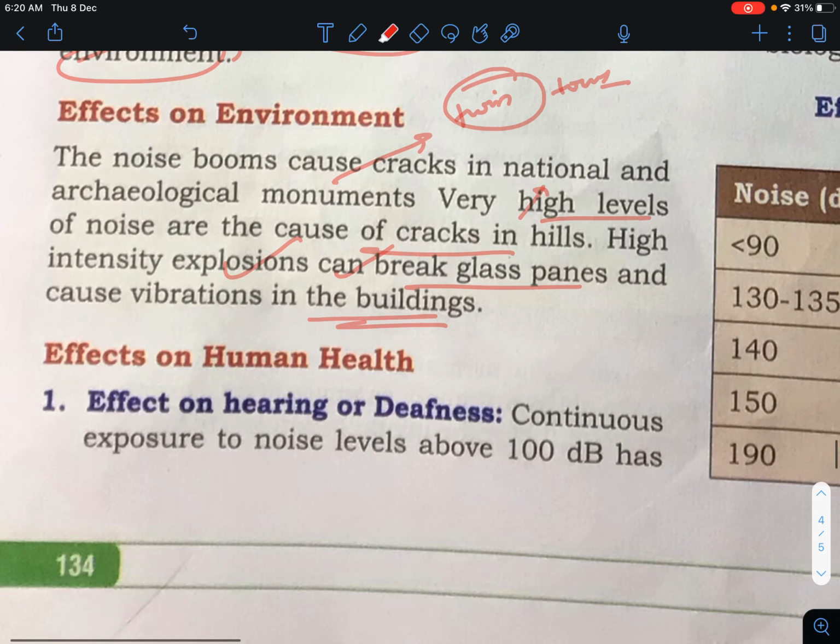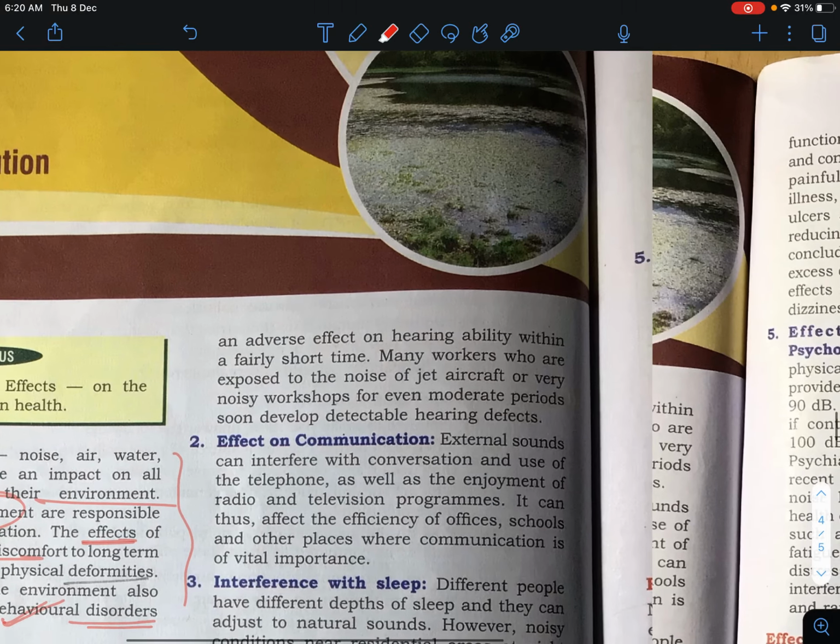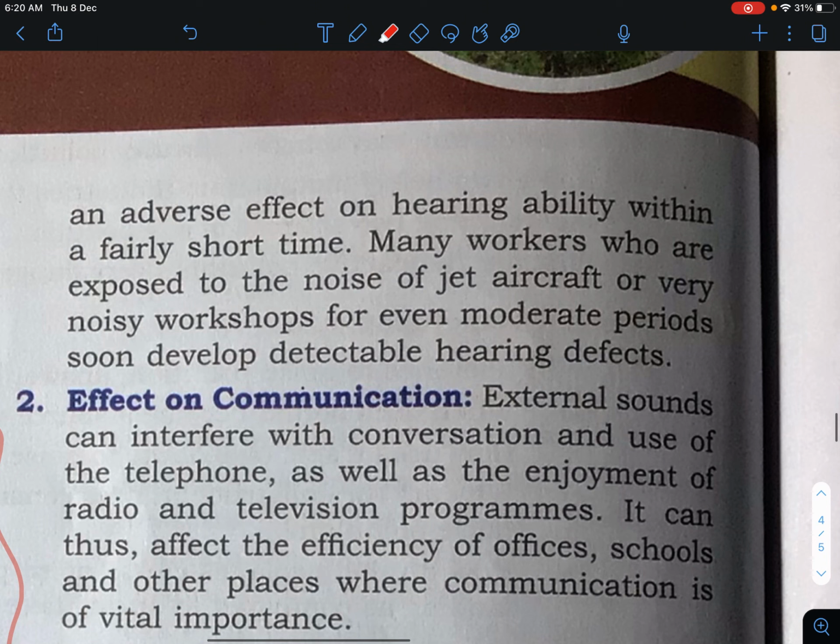Now, what are the effects on human health? Effects on hearing and deafness. Continuous exposure to noise levels above 100 dB, 100 dB means 100 decibels. If there is continuous exposure to noise of more than 100 decibels, it has an adverse effect on hearing. It is going to affect your hearing ability within a fairly short time. Means you will become deaf.